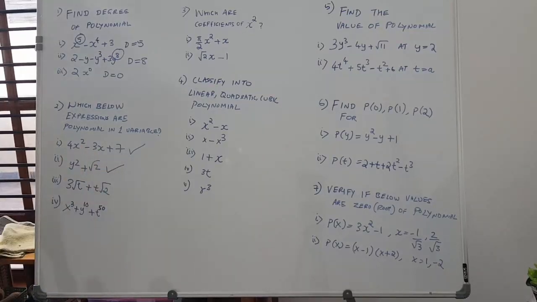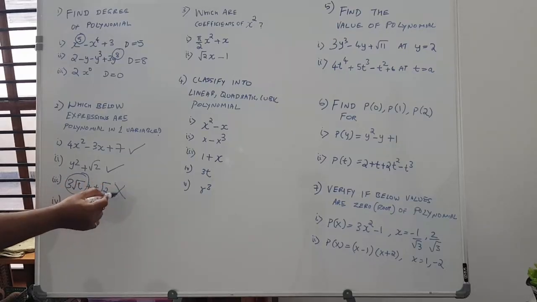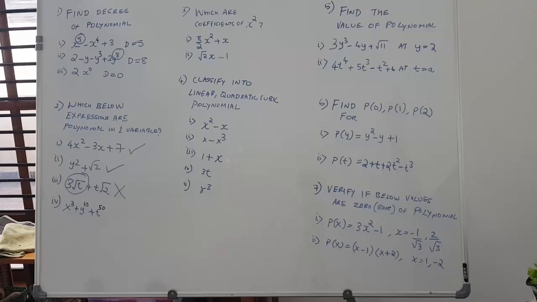Root 2 is a constant, that is okay. If you look at the third one, you have 3 root 2t, right? And the variable is t, but the power of the variable is root 2, which is actually t power half. Because of this, this expression is not a polynomial, because any expression which has a power that is not an integer is not considered a polynomial.